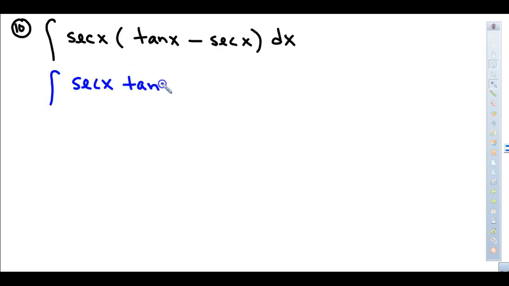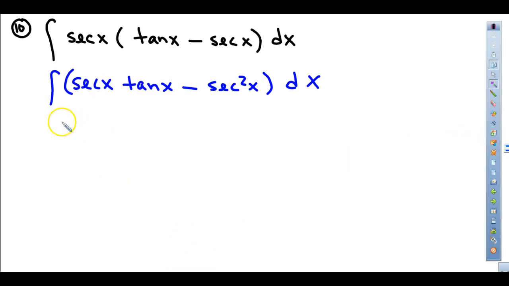Secant times tangent minus secant squared x dx. And now what you'll see is you have two terms. Oops, I didn't mean to write that in blue because I'm about to take a derivative. Well, that in pink. There we go.